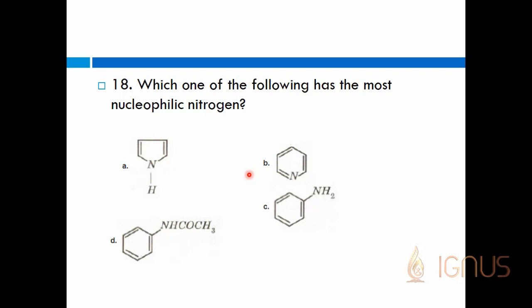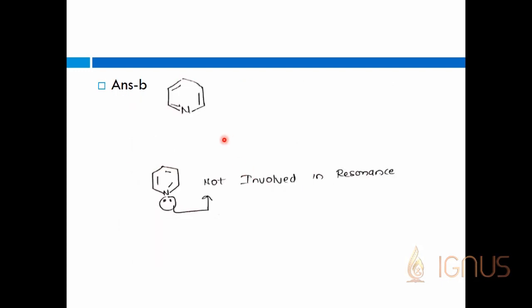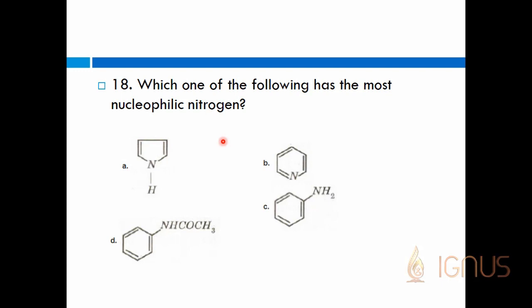Let us discuss the solution for this question. Anything which tends to donate electrons will act as a nucleophile, and nucleophilic character increases with the tendency to donate electrons. If we consider this molecule, these lone pairs are involved in resonance, hence they are not available for donation, hence its nucleophilic nature is less. If we consider this nitrogen attached to a carbonyl group, we know that this carbonyl is electron withdrawing. Hence it will not allow the donation of electrons from nitrogen. Hence its nucleophilic nature is less.